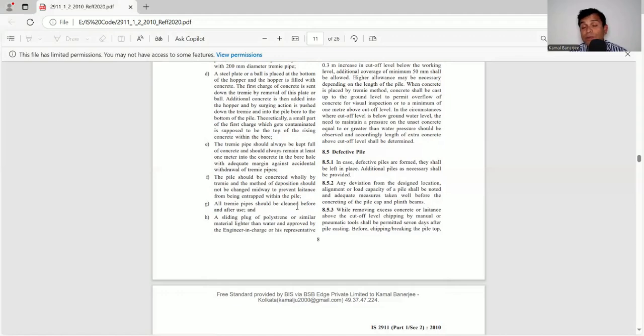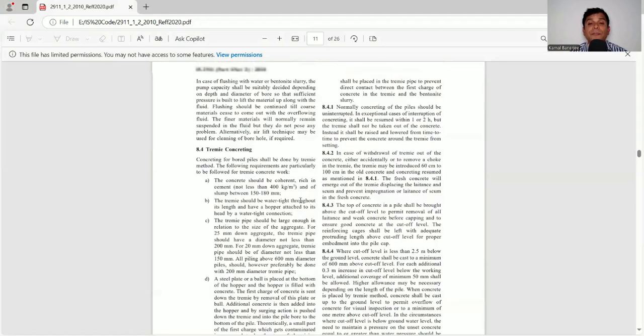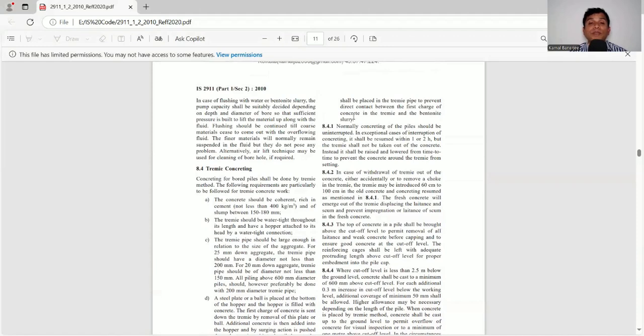A sliding plug or polystyrene or similar material lighter than water and approved by the engineer in charge or his representative shall be placed in the tremie pipe to prevent direct contact between the first charge of concrete in the tremie and the bentonite slurry. Normally, concreting of the pile should be uninterrupted. In exceptional cases of interruption, the concrete shall be resumed within 1 to 2 hours. Basically, in every project it is a continuous process, but in unavoidable circumstances we need to stop the concrete, and again within 1 to 2 hours we need to restart the concrete.